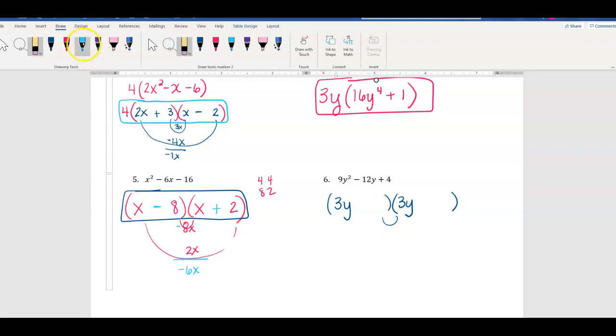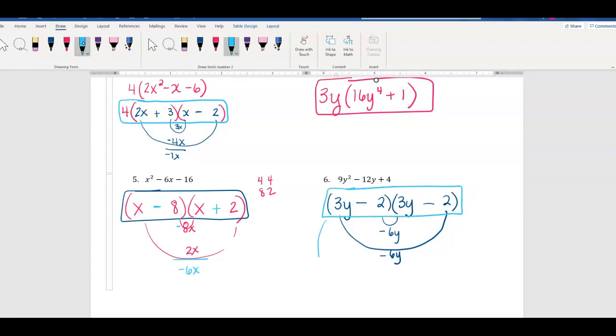If I switch that 4 and 1 again, that's not going to do me any good. So let's try 2 and 2. So this gives me 6y, and oh, this gives me 6y as well. Can I somehow get negative 12y? And I sure can if they're both negative, right? So then let's just double check. This is 3y times 3y is 9y squared. 3y times negative 2, negative 6y. Negative 6y. Negative 2 times negative 2 is positive 4. Perfect. Another way to write this, since they are exactly the same thing, is I could write it like that.